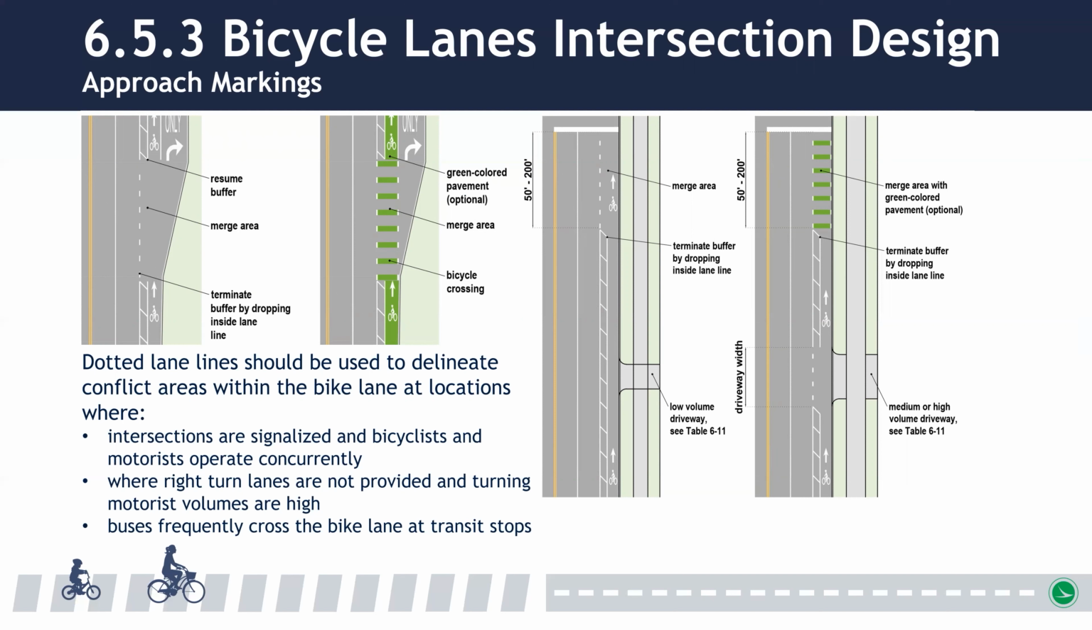At locations with infrequent conflicts, the bike lane should often remain solid up to the intersection. Dotted lane lines should be used to delineate conflict areas within the bike lane at locations where intersections are signalized and bicyclists and motorists operate concurrently, where right turn lanes are not provided and turning motorist volumes are high, and where buses frequently cross the bike lane at transit stops. The guide also discusses how to handle buffer markings approaching intersections, which are illustrated on this slide.